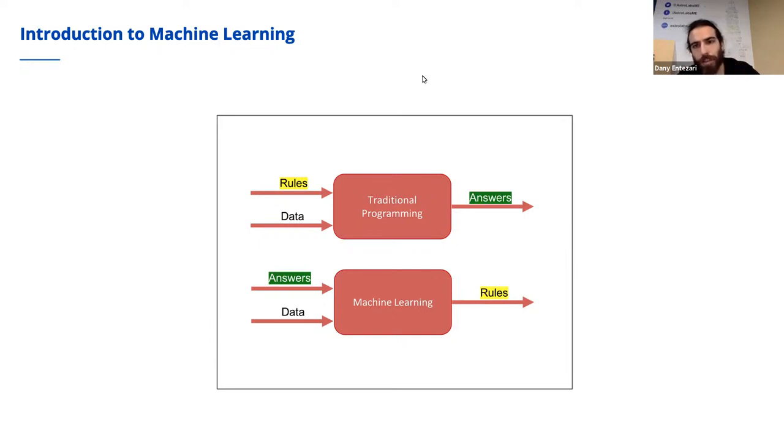How this algorithm must decide will depend on the rules that you've specified. So you must write down all the rules. In machine learning, you want to do things differently. We want to tell the machine what the correct answers are, and we want to expose it to data, but we want the machine to identify the rules.